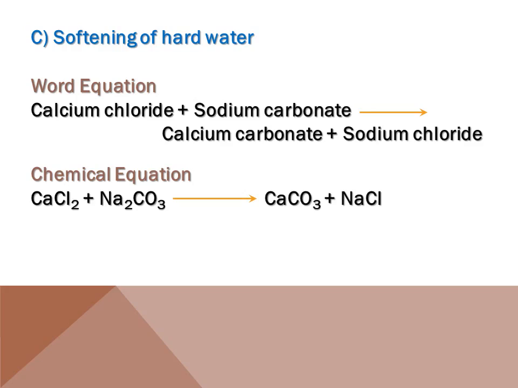The word equation will be calcium chloride plus sodium carbonate giving calcium carbonate plus sodium chloride. And the chemical equation for this will be CaCl2, that is calcium chloride, plus Na2CO3, that is sodium carbonate. They combine to give CaCO3, that is calcium carbonate, plus NaCl, that is sodium chloride.